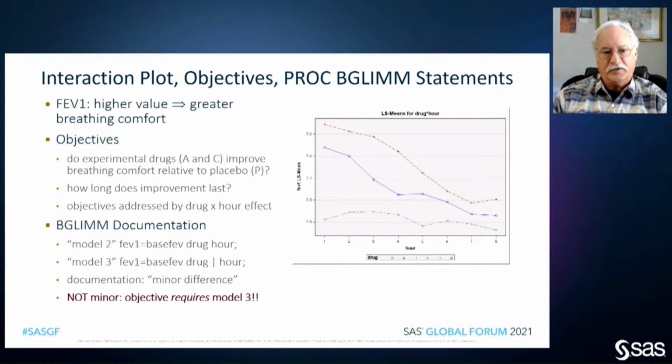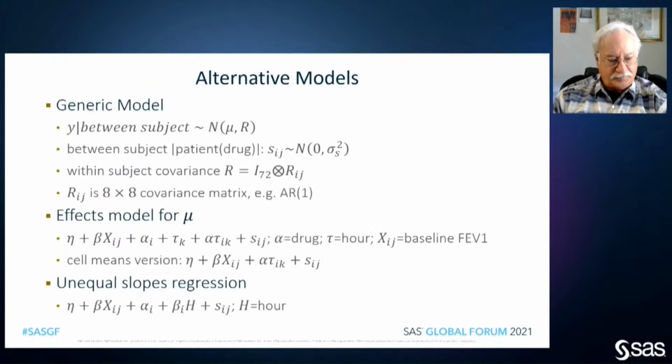drug by hour effect. So one of the things just to point out about the BGLIMM documentation, they refer to a model 2, which is a main effects only model, and a model 3, which has drug main effect, hour main effect, and the hour by drug interaction. And the documentation refers to this as a minor difference. It's not a minor difference. You cannot address the objectives of the experiment unless you include the interaction term in the model. So just thought I'd point that out. And I've actually made the developers aware of this.